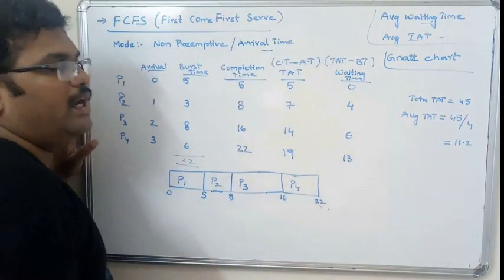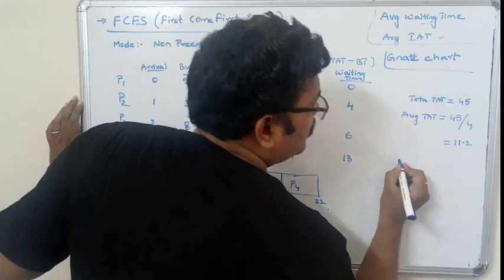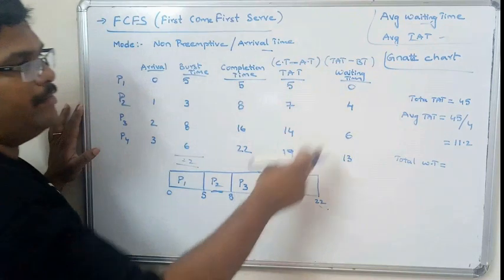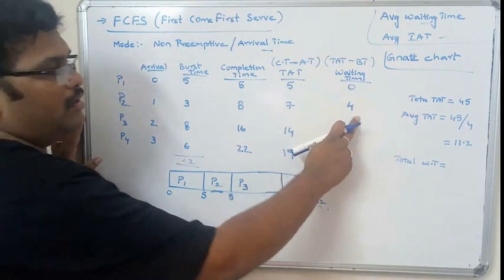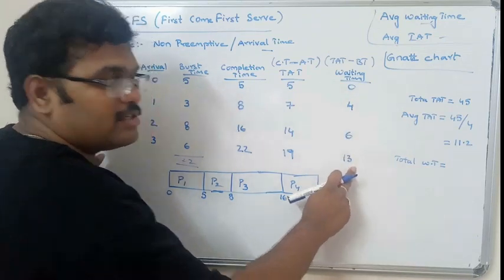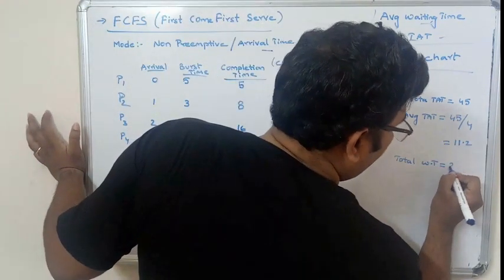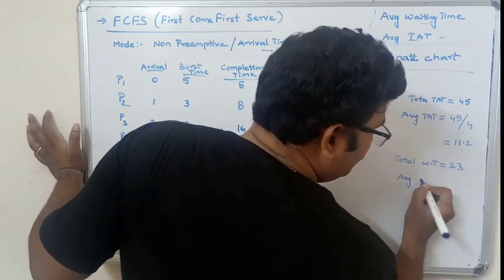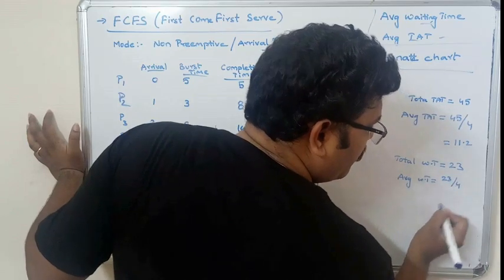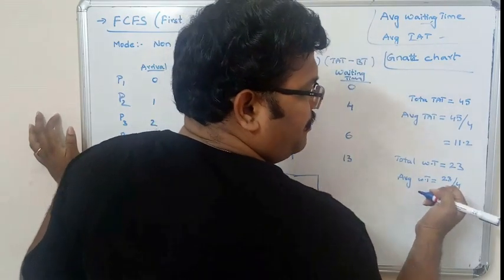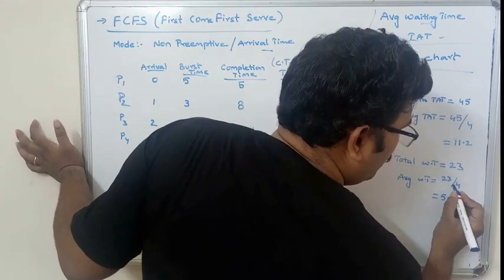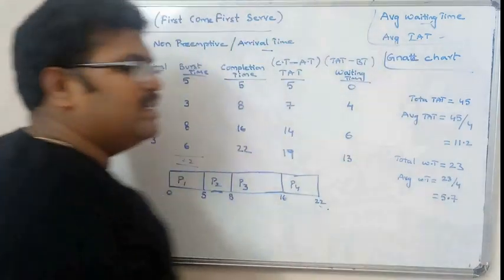11.2 something. Right? Next, coming to the waiting time. So total waiting time: 0 plus 4, 4, 4 plus 6, 10, 10 plus 13, 23. Similarly, average waiting time is equal to total waiting time divided by number of processes. So, 5.7 milliseconds around.